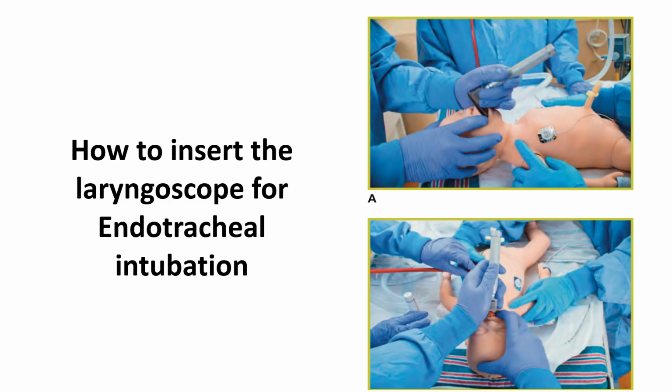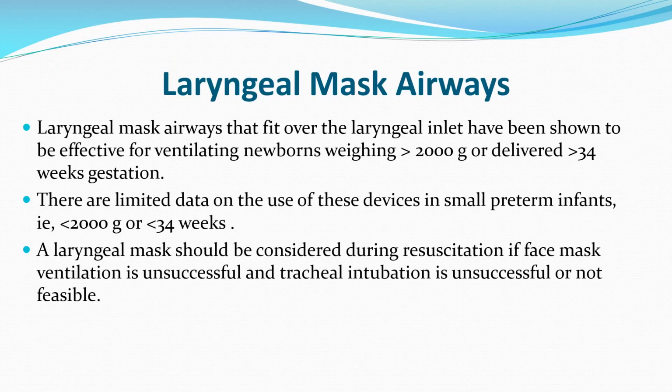How to insert the endotracheal tube for intubation. You use the blade of the laryngoscope. You hold the laryngoscope handle in the left hand, and you try to do suctioning, and then you introduce the appropriate size endotracheal tube with your right hand.